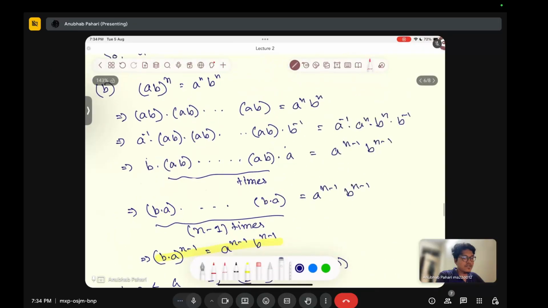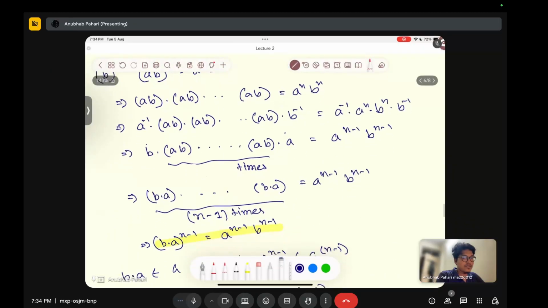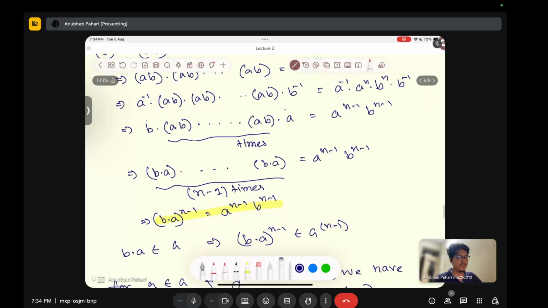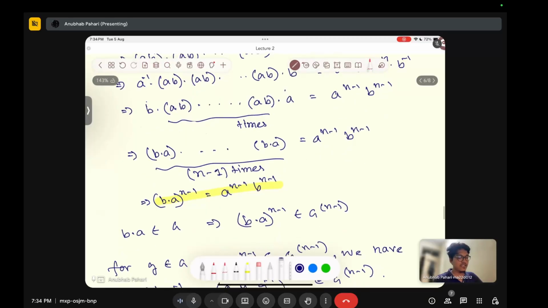Yes, sir, this one, a dot b raised to power n minus 1, the highlighted one. Okay, I have used this one. Yes, this part. You will use this for a dot b. Here we have done b dot a raised to power n minus 1, and I have used a dot b power n minus 1 is equal to b raised to power n minus 1 into a raised to power n minus 1.